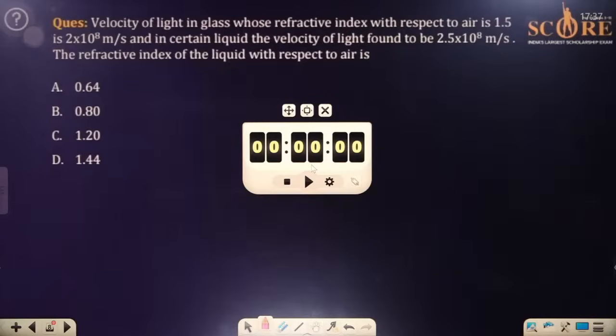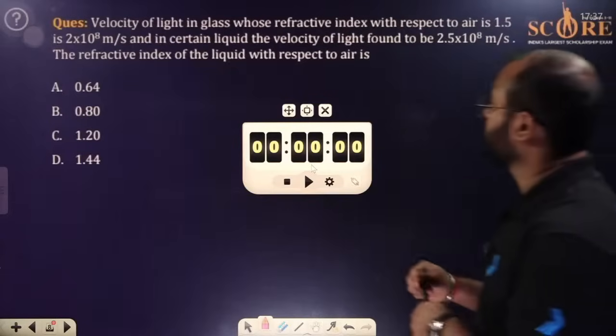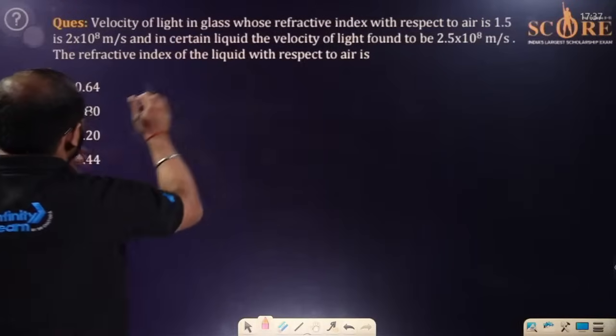Yes. What do you think? No problem. Let me help you out with this. I see. This is very simple. It is just a confusion thing.